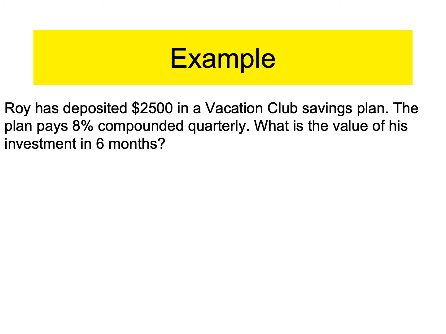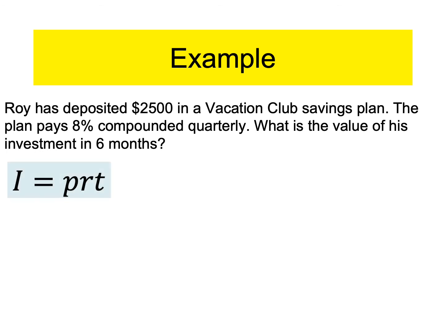All right, so let's see how this works. It says Roy has deposited $2,500 into a vacation club savings plan. Some banks will have, hey, you're going on a vacation, save a little bit of money up. We have a special account for you to save that money in. They pay you a certain percentage, typically a little bit higher. The plan pays 8% compounded, not yearly, not annually, but quarterly. What's the value in his account after 6 months?